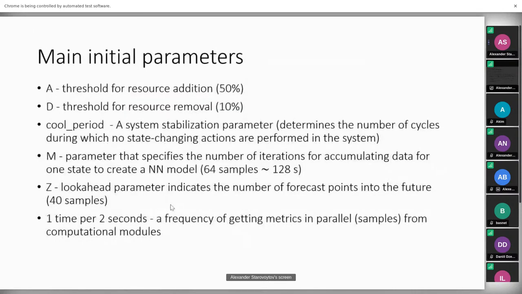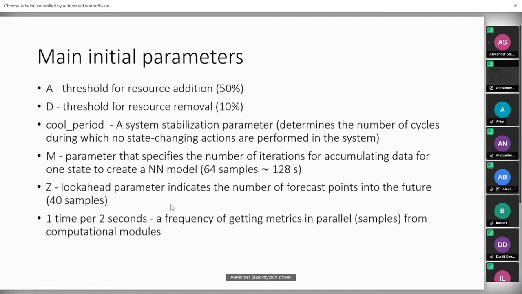Let's talk about the main initialization parameters. During initialization, the resource utilization thresholds and the system SLA are set, reaching which leads to a change in the state of the management system. The thresholds for resource addition, denoted A, and removal, denoted D, are set separately. The system stabilization parameter, call period, is defined, which determines the number of cycles during which no state change action is performed in the system. The parameter that specifies the number of iterations for accumulating data for one state to create a model, denoted M, is set, and the look-ahead parameter, denoted Z, is also defined, indicating the number of forecast points into the future. Metrics are collected in parallel using the joblib library, with data being collected at a frequency of approximately once per 2 seconds.